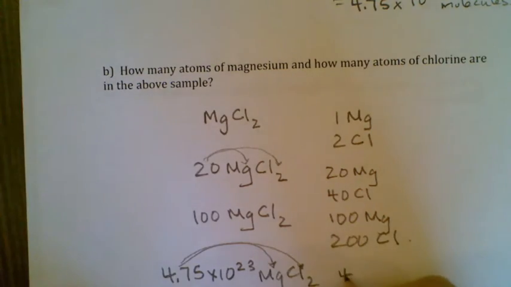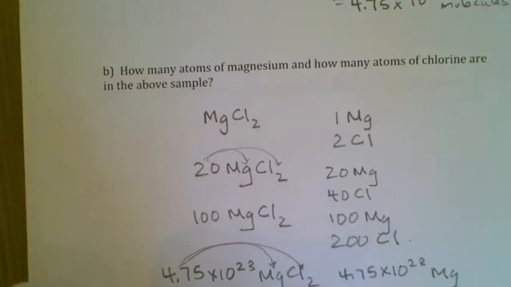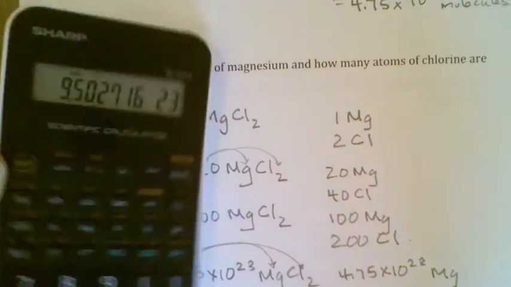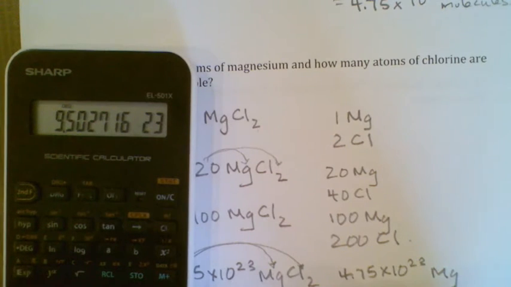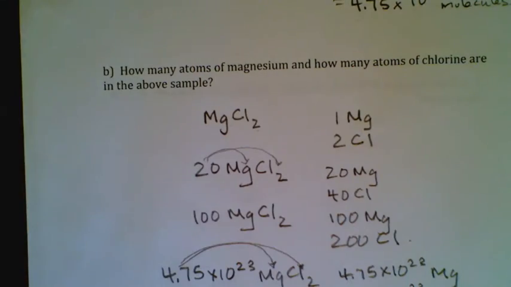You would have 4.75 times 10 to the 23 magnesium atoms, and you would have 2 times that value. So you would have approximately 9.50 times 10 to the 23 chlorine atoms. So that's how we figure out how many atoms we have in the above sample.